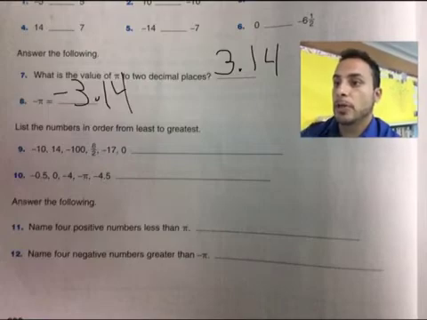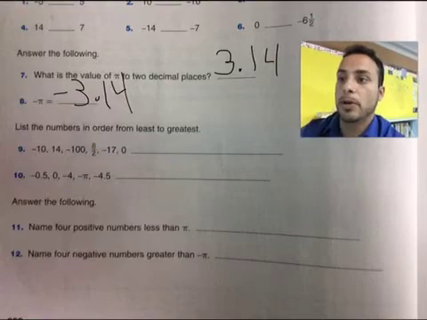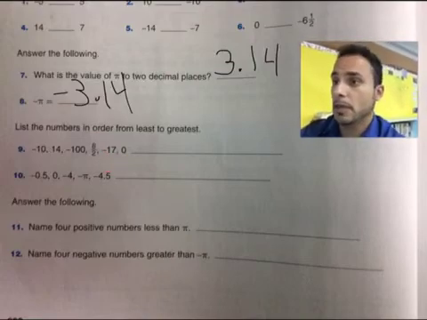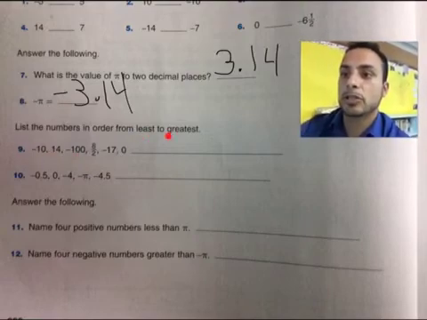List the numbers in order from least to greatest. Right here, boys and girls, remember, keep in mind positives and negatives. Here we have a positive number. 8 divided by 2 is 4. So right here we have the number 4. Then we have the number negative 17. We have 0. 0 is greater than negative 17, right? Negative 100, 14, and negative 10. Put those in order from least to greatest.